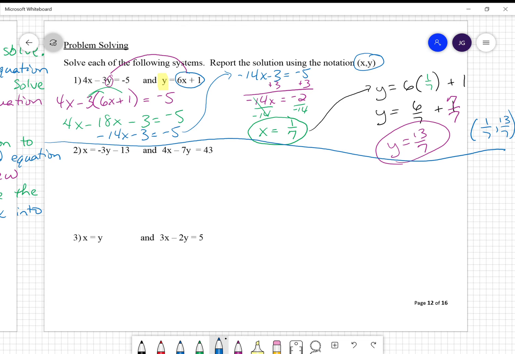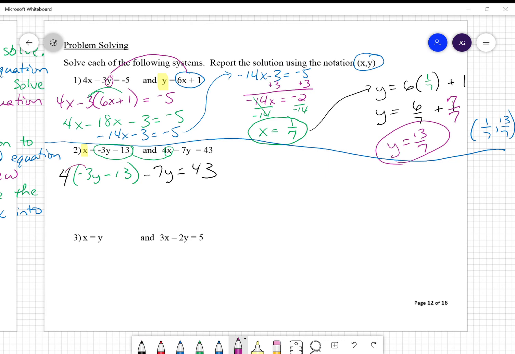x equals negative 3y minus 13, and 4x minus 7y equals 43. My first equation has x all by itself, so I'm going to use substitution. I'm going to take negative 3y minus 13 and put it in place of x. So my new equation is going to be 4 times (negative 3y minus 13) minus 7y equals 43.